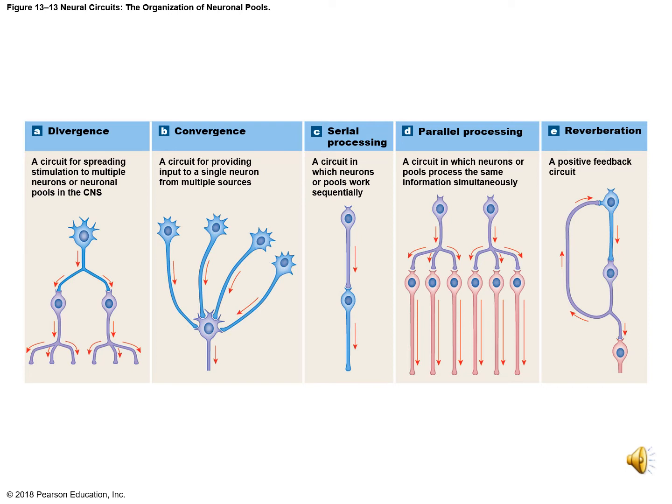Now, how these neurons are going to be wired together is called a neural circuit. We have 5 different circuits. Think of it as electrical wiring in your house. The first one is called divergence. This is going to be when the information comes in from one neuron and then gets spread to many neurons, or one neural pool to many neural pools. This is going to be a broad distribution of the information.